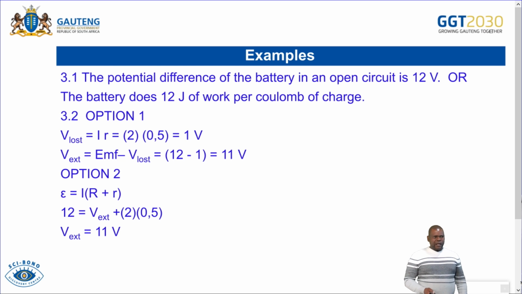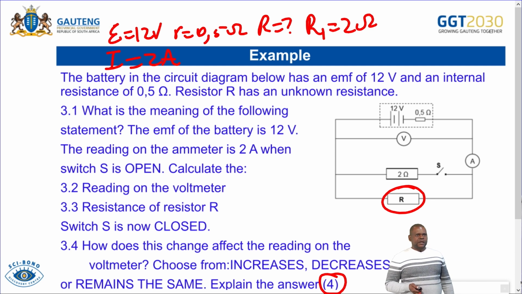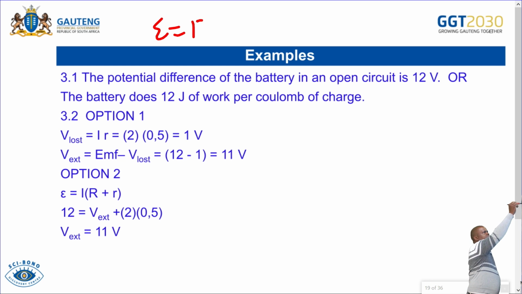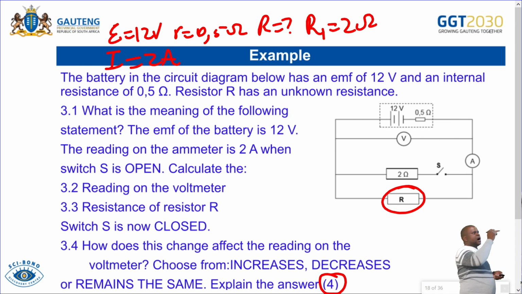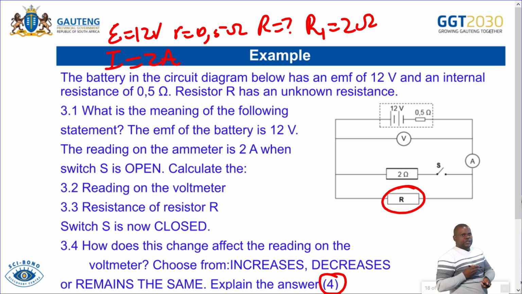Okay, then let's go back. And please, grade 11s, take a snapshot of this because you see we are interchanging the slides. Number 2 says, calculate the reading on the voltmeter. Okay, we are given that EMF is equals to 12 volts. And then what else are we given? We are given that r is equals to 0.5 ohm, isn't it? Yes. And then R1 is equals to 2.